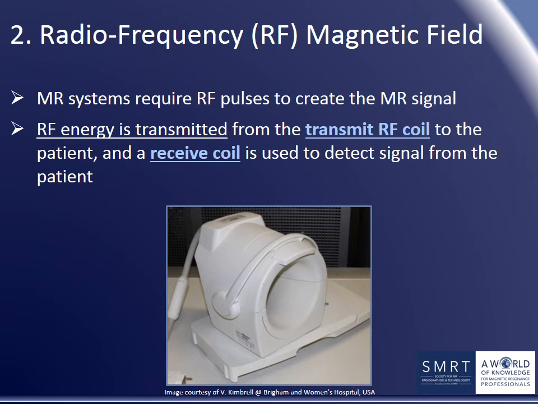Then, the receive coil, which is positioned around the patient's body in the area being imaged, is used to detect the signal. This picture is an example of a receive coil for imaging the knee.